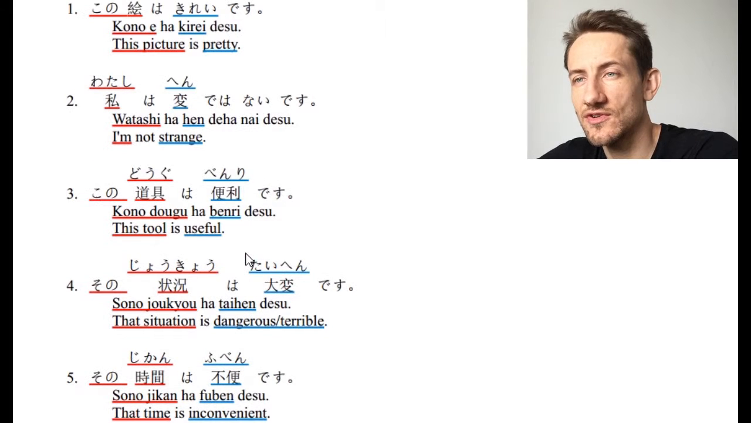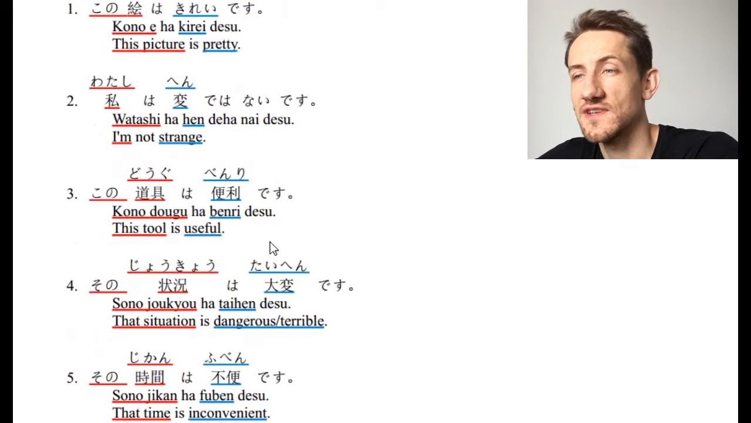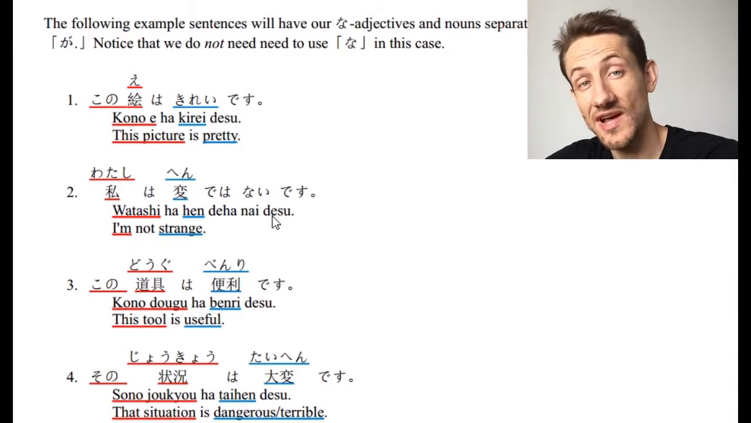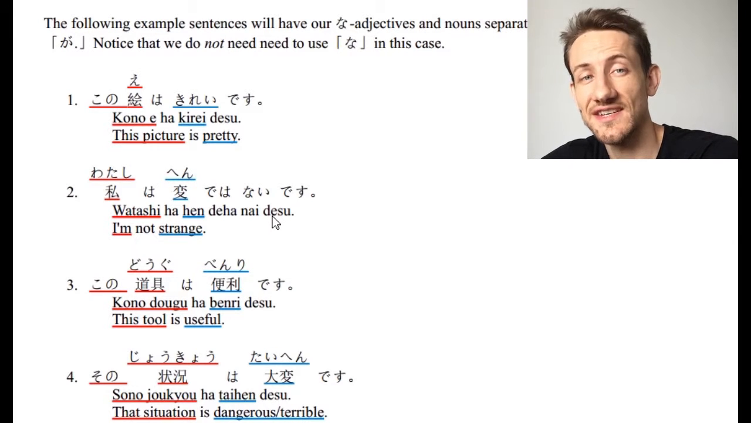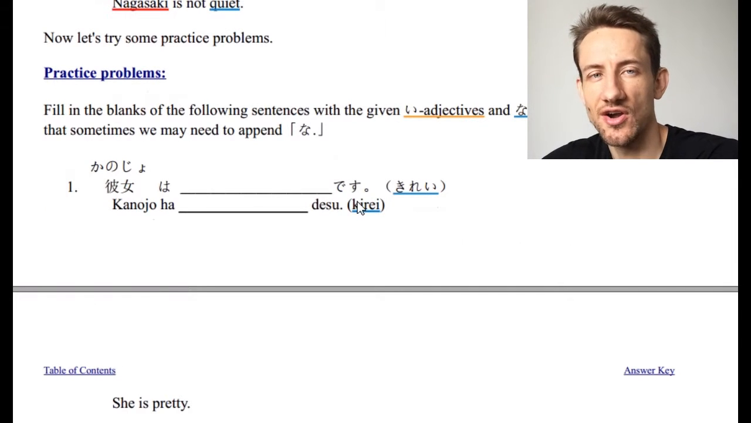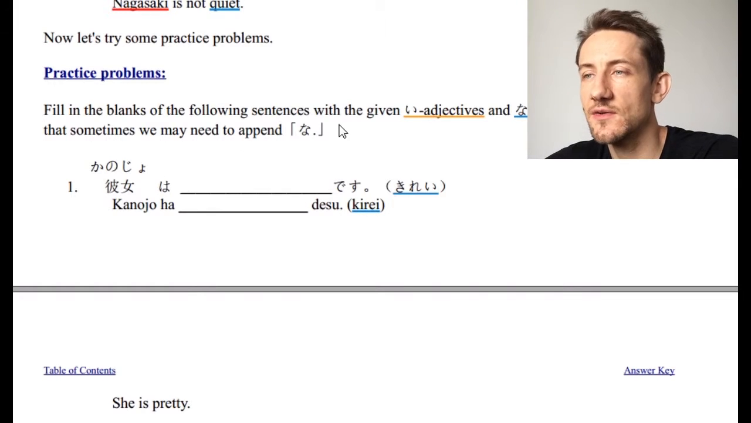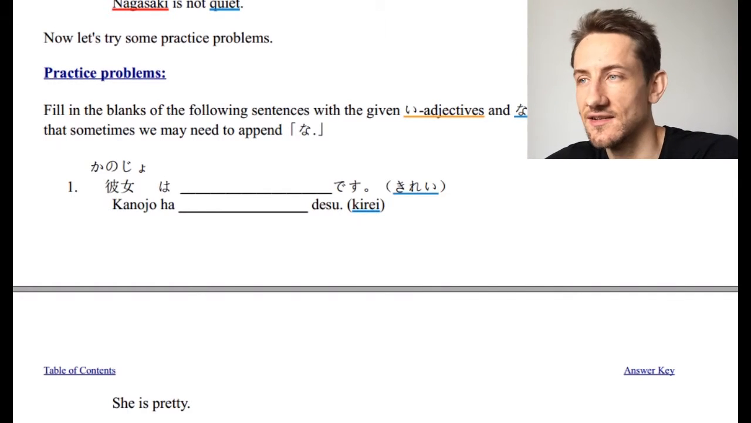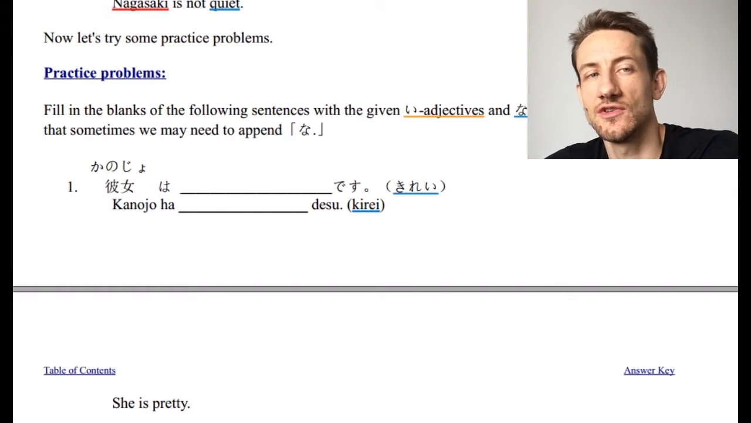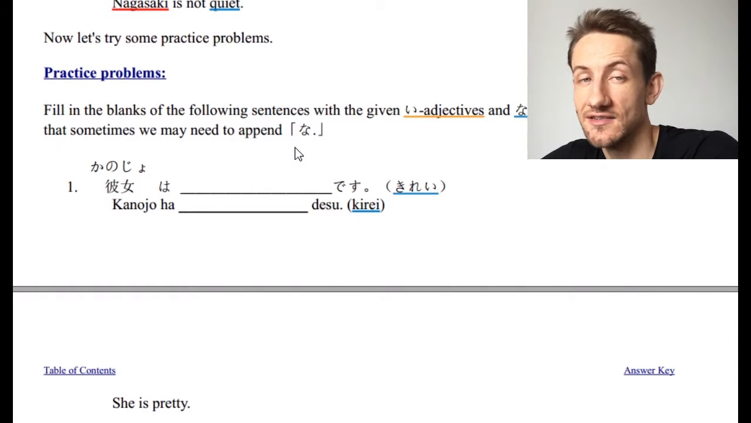Please notice that numbers 1 to 6 that we just saw are very similar to the sentences we saw above, except the structure of the sentence is a little different. And because the noun and the na-adjective are separated, we do not need na. Only when they are adjacent do we use na. So please remember. All right, so now we're going to test our knowledge of i and na-adjectives with some practice problems. We're going to fill in the following sentences with the given i and na-adjectives. The i-adjectives will be underlined in orange and the na-adjectives underlined in blue, so they're easy to see. And remember that sometimes you may have to add na. Sometimes you don't have to.